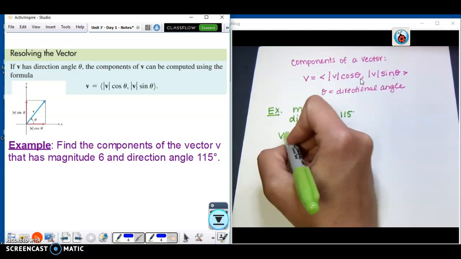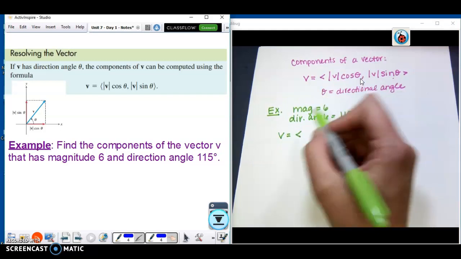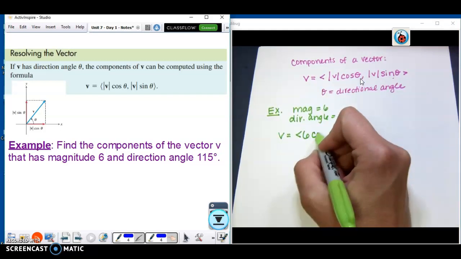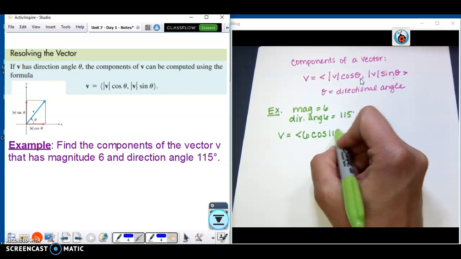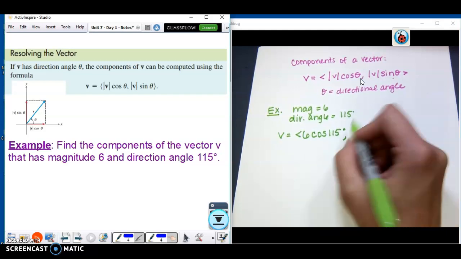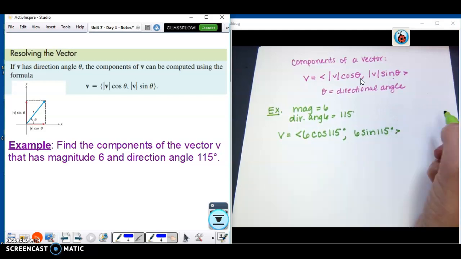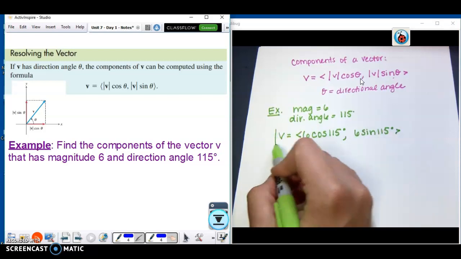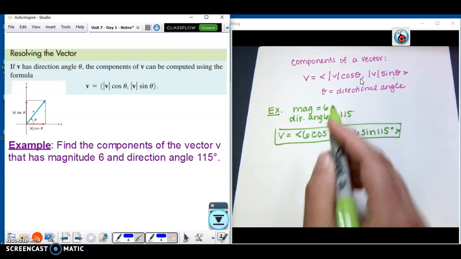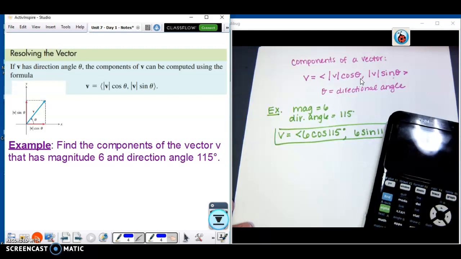Okay, so if we write this as a vector, it's going to be the magnitude, and then x is cosine, so 6 cosine of 115 degrees, comma, then it's the magnitude, and it's 6 sine 115 degrees. Now, I know some of you do not have a calculator at home, so if you do not have a calculator at home, this answer is perfectly fine. But if you did have a calculator, I want to show you how that would work here.